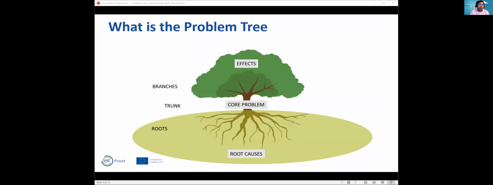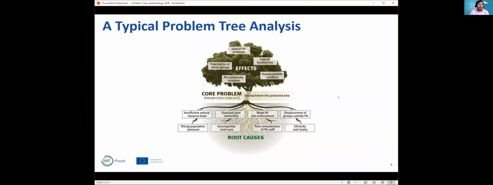So what is the problem tree? The problem tree is, in essence, a very simple tool. It looks something like this. It has a trunk, which is where you write the core problem you're interested in, and then you try to map out in the branches of the tree the effects of the problem. What could those effects be? And then under it, you try and map the root causes, and these would then be the roots of the problem. So a typical problem tree analysis would be something like this, right?